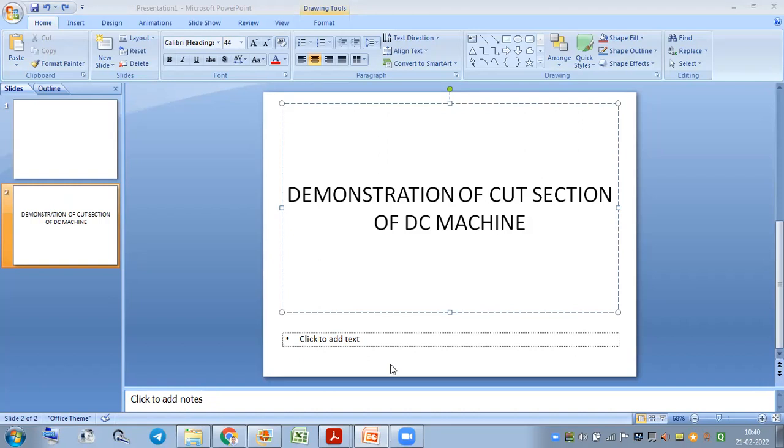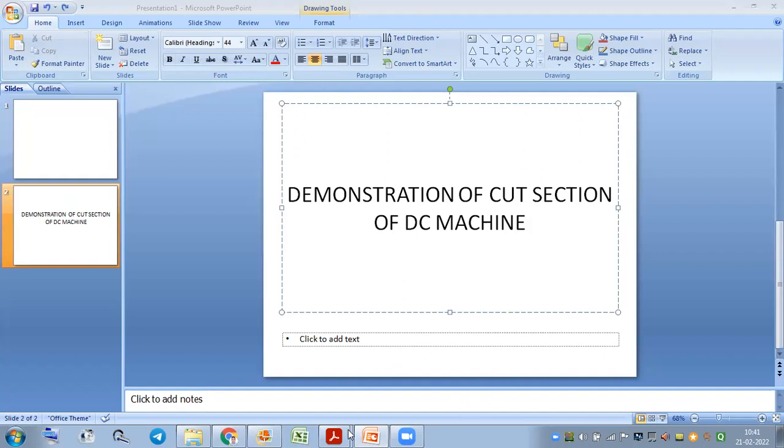Like in the DC machine, field winding and armature winding are there. When we see a DC machine, we can see the winding, but when we cut a section of the DC machine, we know how the machine looks internally. So we can understand the working principle and the construction very well when we cut the section of the DC machine. That is our aim of the experiment today.